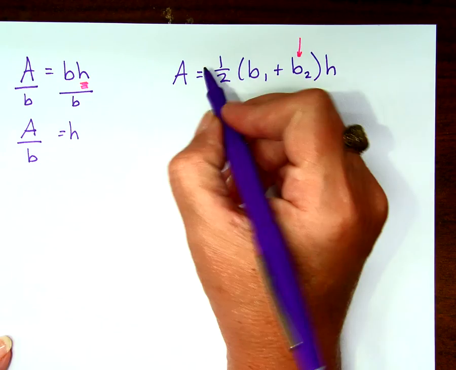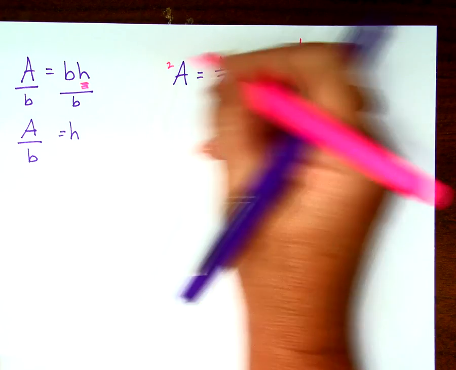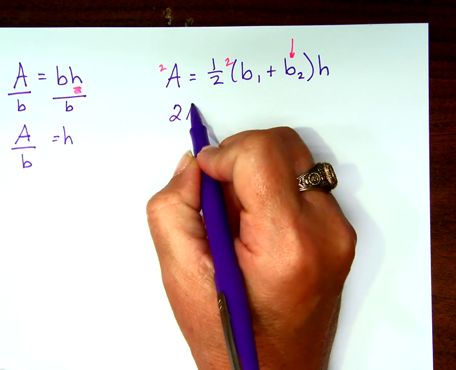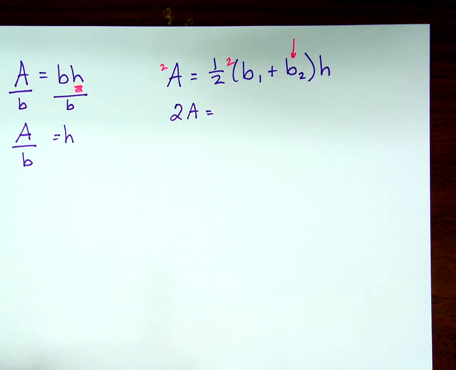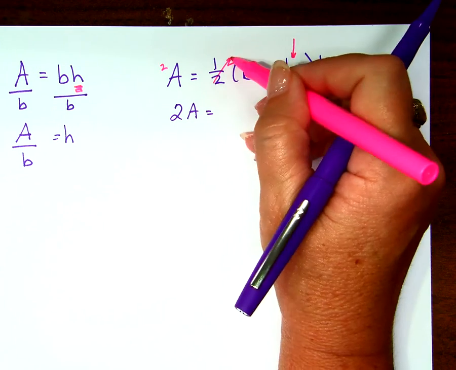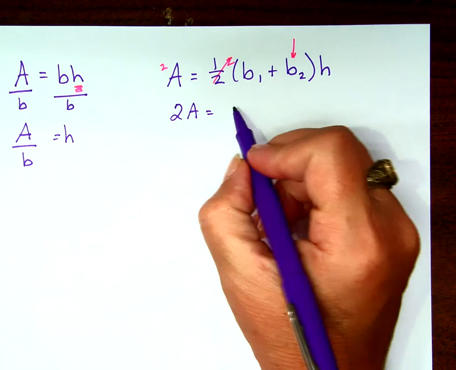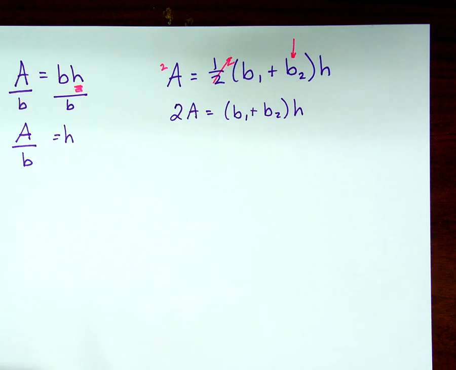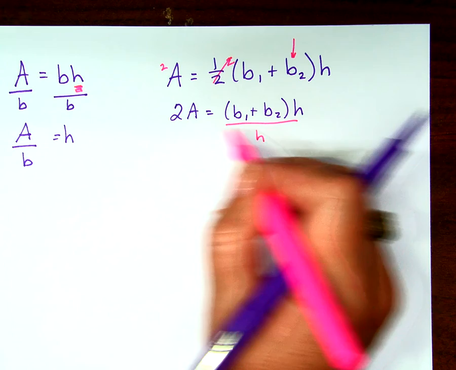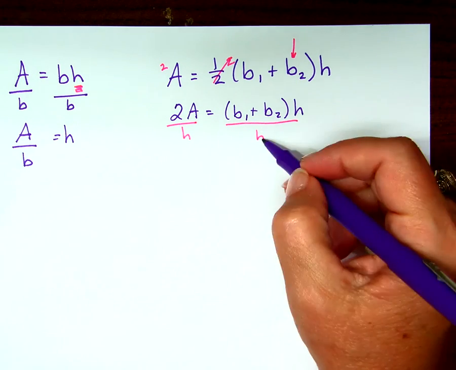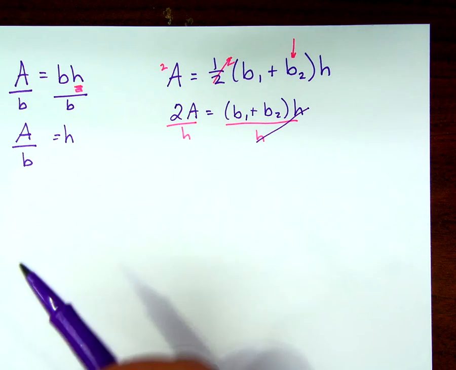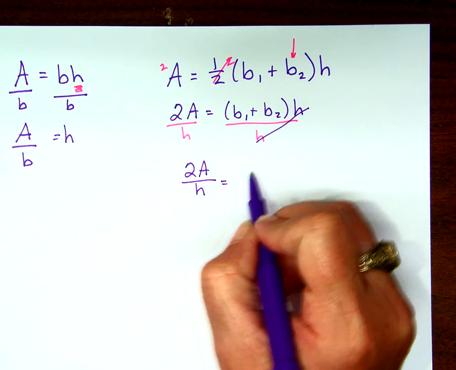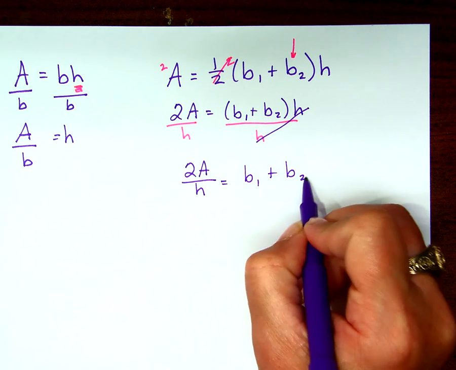So we could multiply both sides by 2, right? If I multiply both sides by 2, on the left-hand side that gives me 2a. And on the right-hand side, what happens? Half goes away, so we have base 1 plus base 2 times the height. If I divide by the height, that's what comes next. Because height divided by height simplifies to 1, right? So I just have 2 times the area divided by the height should equal the bases added together, right?